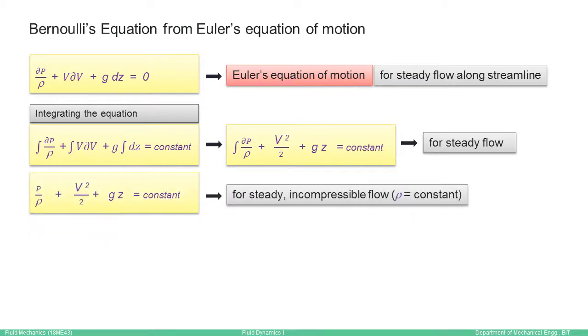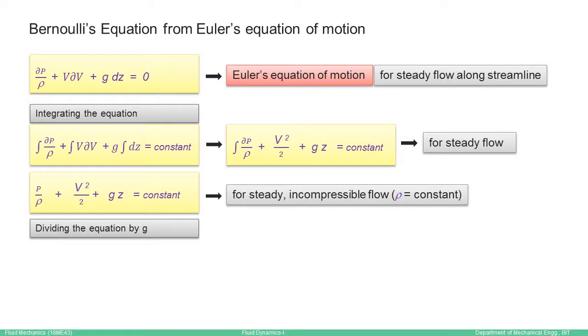Now for incompressible flow where rho is constant, we can take this rho out of the integral, and then the integral of dp is p, and p is not a function of rho, so we have p by rho plus v square by 2 plus g into z is equal to constant. Remember, this is applicable for steady incompressible flow.